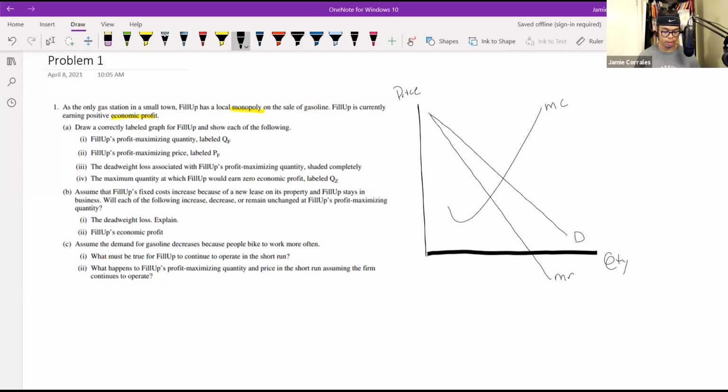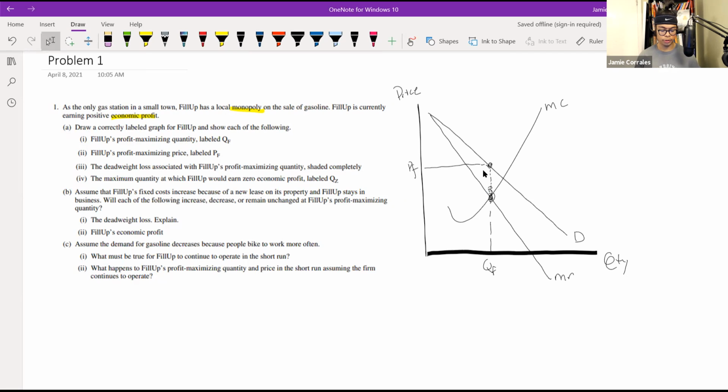Okay, so let's start off with part A. The profit maximizing quantity will be where MR is equal to MC, which is right here. Let's call that B. And it's labeled at QF. So the price won't be at B, it would be up on the demand curve. So let's call that PF.